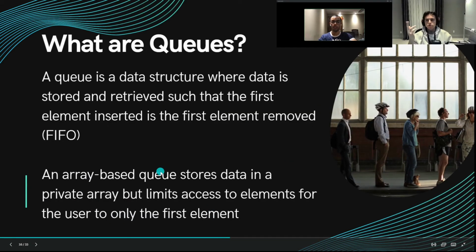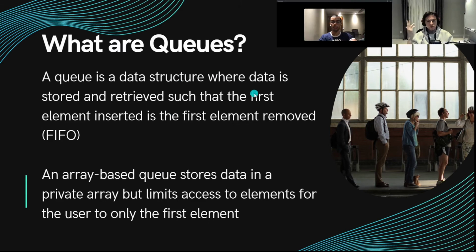So what are queues? A queue is a data structure where data is stored and retrieved such that the first element inserted is the first one to be removed. Sorry, so the first one in is the first one out. We just looked at stacks, where our last one in is the first one out, LIFO.